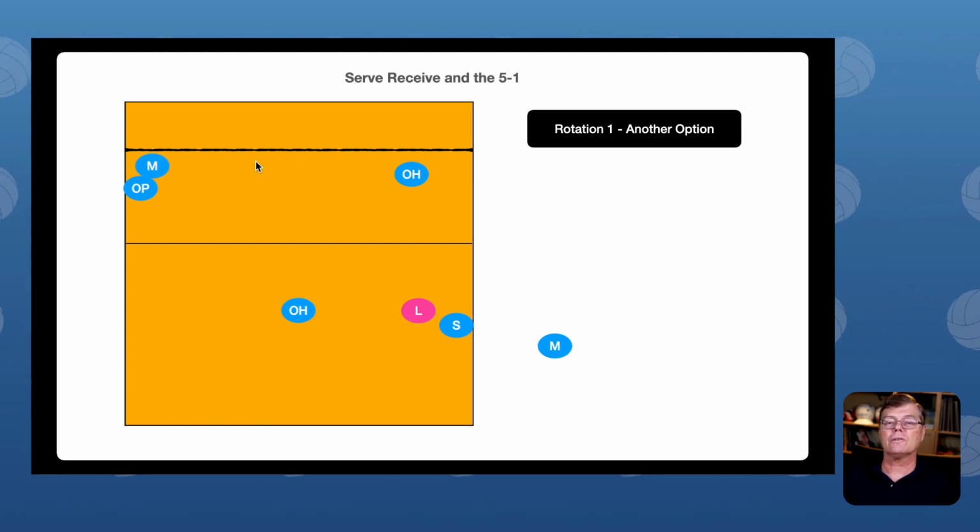Now notice that we can then bring this outside hitter all the way over here for serve receive. He's still, or she's still in rotation. In this case, we're coaching a boys team, so he's in rotation. If you notice, he's to the right of the middle in the front row. He's ahead of the setter, who's in back of him, so he's still in rotation.